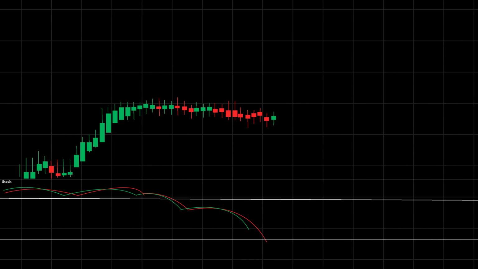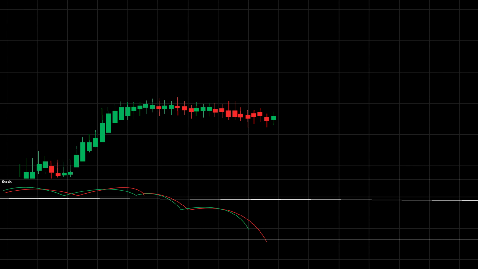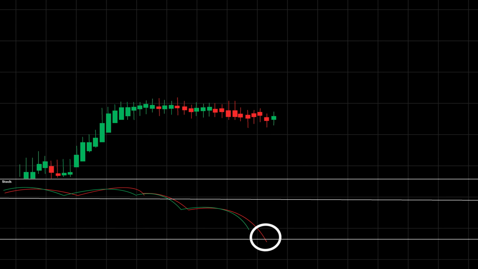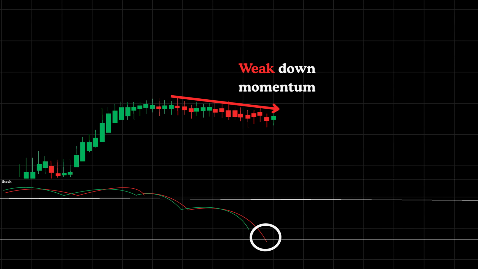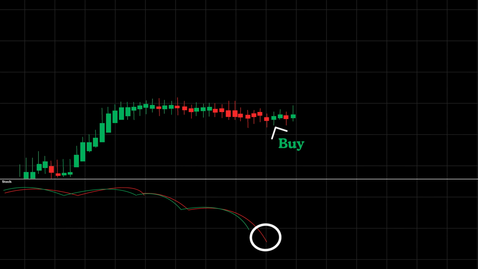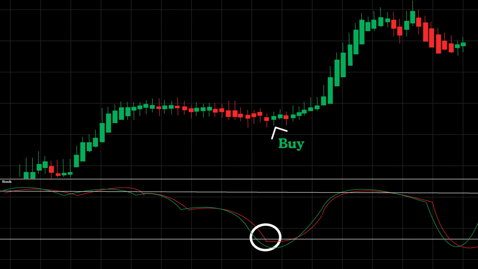Let's go through one more example. Here, the stochastics is sitting in the oversold zone, but the price hasn't shown any strong downward momentum, which means selling volume is quite low. So, this sets up a solid buying opportunity.